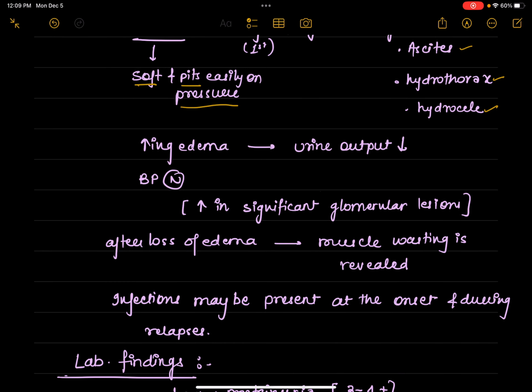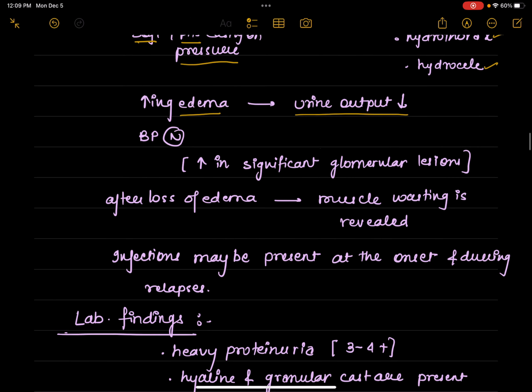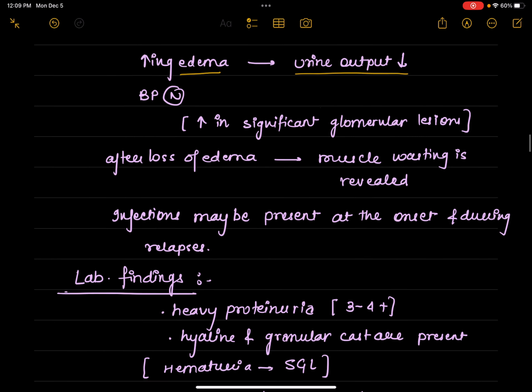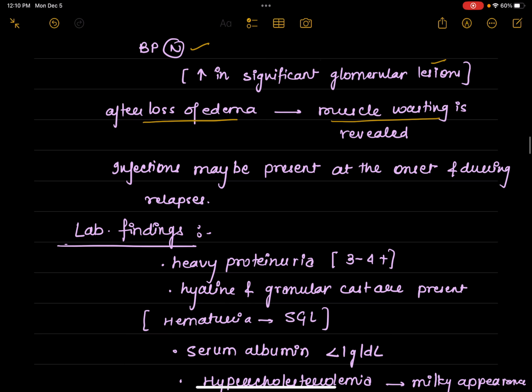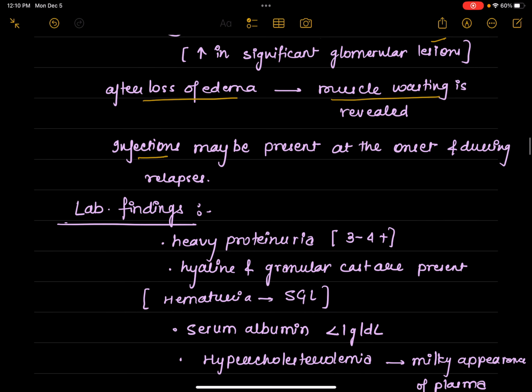If the edema is increasing with time, then the urine output will decrease and may lead to oliguria. Usually BP is normal. It is increased in significant glomerular lesions. After loss of edema, we can see muscular wasting. Infections may be present at the onset and during relapses.